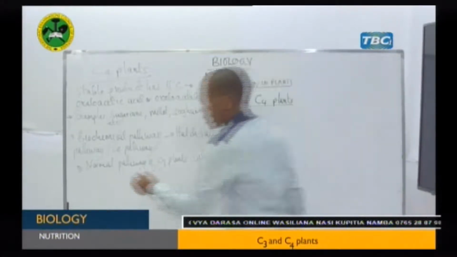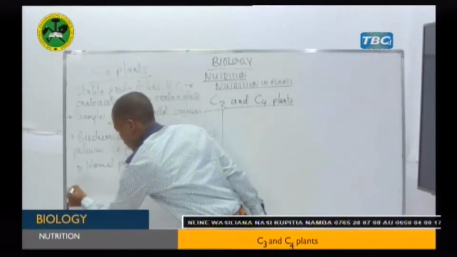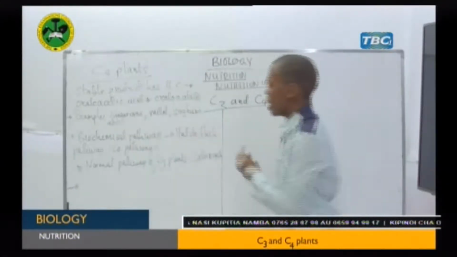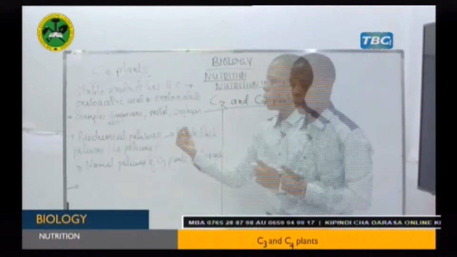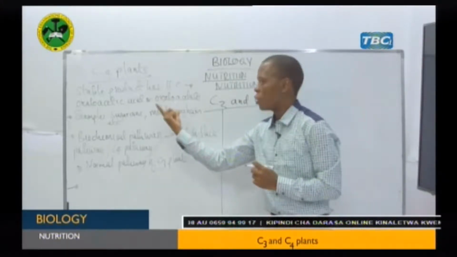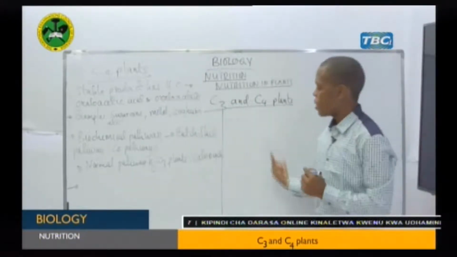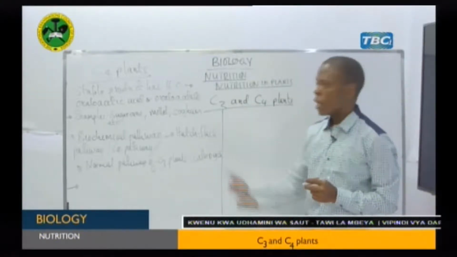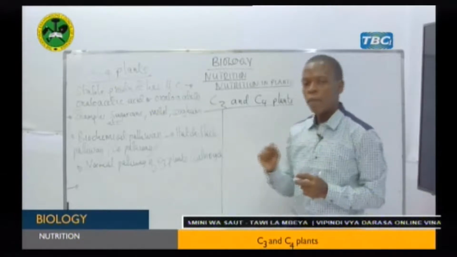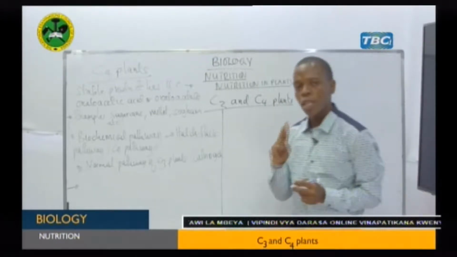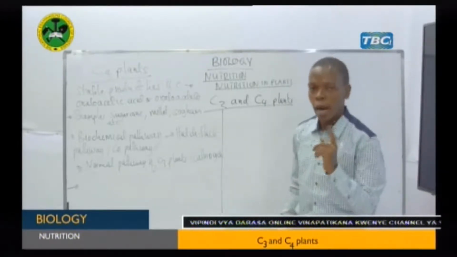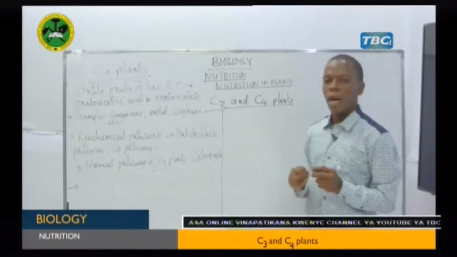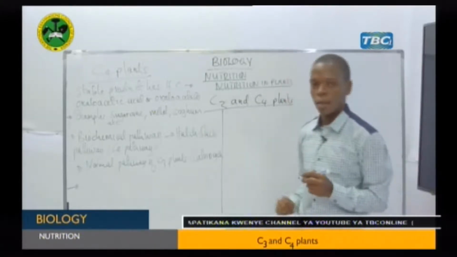Okay. What is the difference between these pathways? The difference in photosynthesis which occurs in C4 plants and C3 plants lies in the anatomy of the plant. In C4 plants, the leaf anatomy has two distinct types of cells, and these are mesophyll cells and bundle sheath cells.